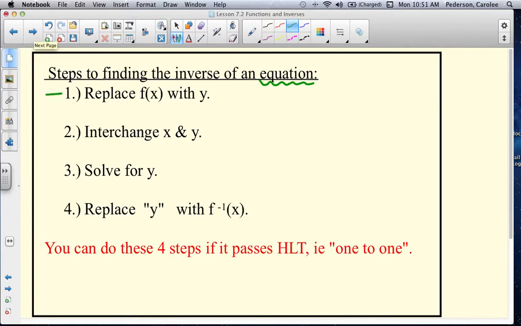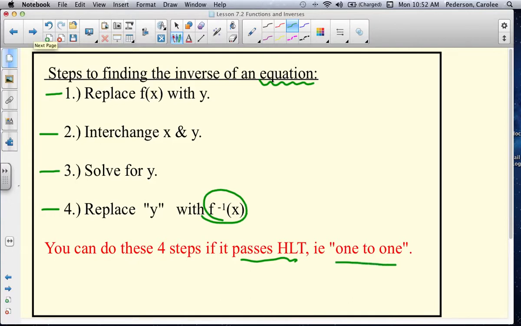Number 2, we interchange the x and the y. So every x becomes a y, every y becomes an x. Step 3 is to take that equation and solve it for y. And then step 4 is to replace the y with f inverse notation. You can only do these 4 steps if the original function passes the horizontal line test, which we call 1-to-1.